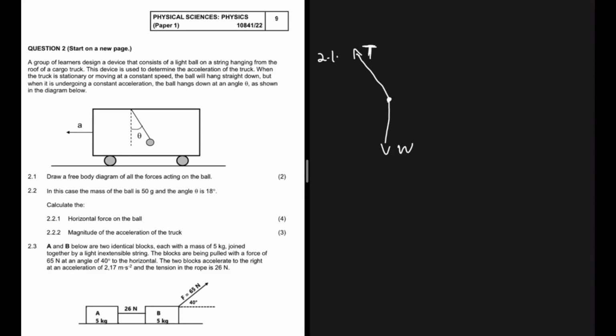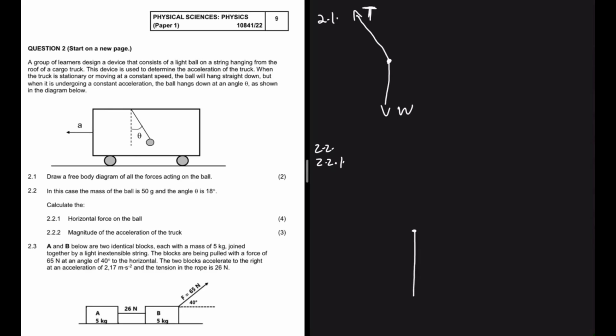Why am I choosing to show the tension at an angle? Because in the diagram given, the ball is at an angle. 2.2.1: in this case, the mass of the ball is 50 grams and the angle theta is 18 degrees. Calculate the horizontal force on the ball. So the horizontal force on the ball, the force along the x-axis, is what we're looking for, right? Let's resolve that free body diagram first. We have the weight and we have Ty, the y component of the tension, and we have Tx.